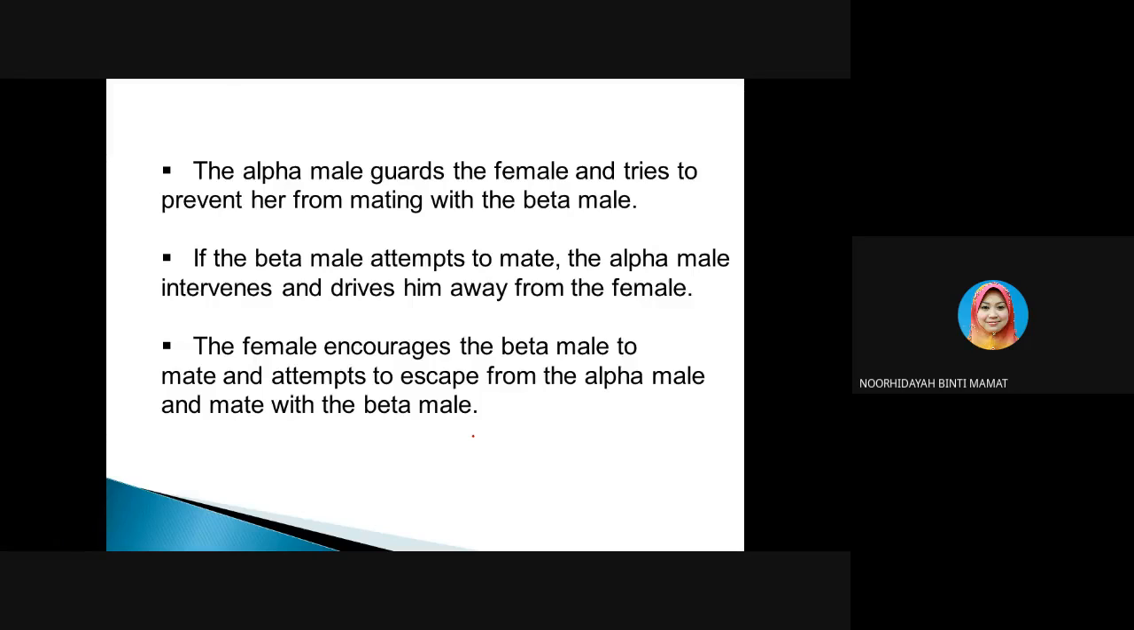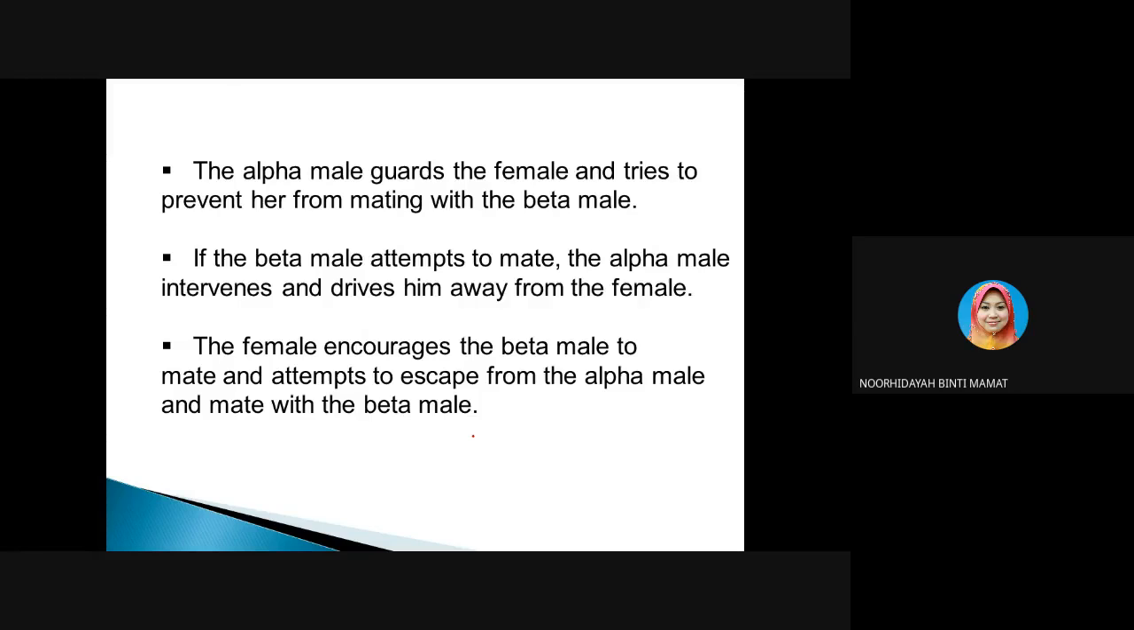So the alpha male, okay, just now the first one, they go through sperm competition, right? The second one is the guarding. The alpha male will guard the female and try to prevent her from mating with the beta male. If the beta male attempts to mate, the alpha male will intervene and drive the beta male away from the female. But the female encourages the beta male to mate, and attempts to escape from the alpha male and mate with the beta male.